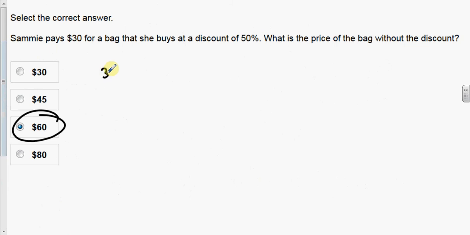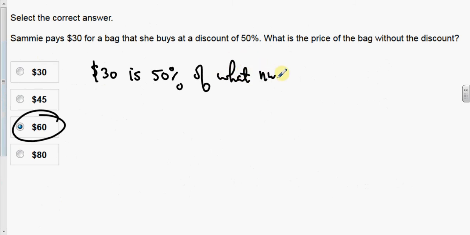But here, $30 is 50% of what number? So that becomes 30 here is equal to 50% or 0.5 of what number? Let's say that's going to be times some number n. And then all you're doing is dividing both sides by the 0.5.